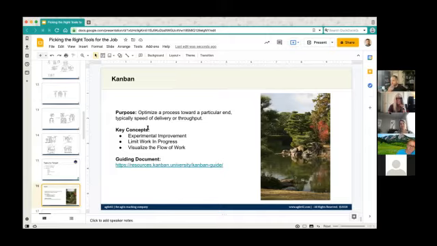So they introduced these concepts of experimental improvement, limiting work in process, or progress, excuse me, which is about reducing the number of things you're doing so they flow through faster, and visualizing the flow of work so that you can make that experimental improvement.